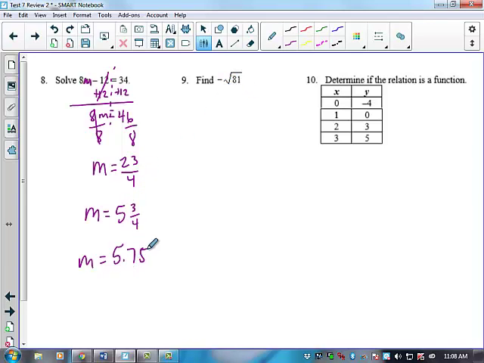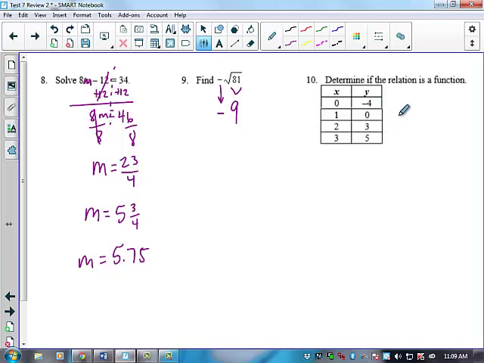Because they're all equivalent. On 9, it says find negative radical 81. Don't miss this, okay, guys? This is too easy. Negative comes straight down, and radical 81 is just 9. The negative has to be there, so do not forget about that negative if there is one.